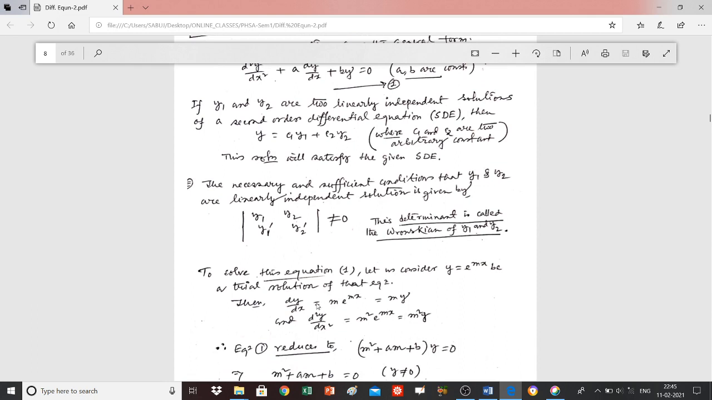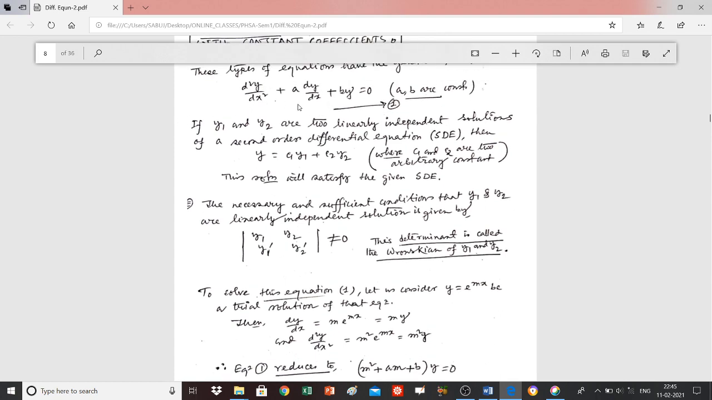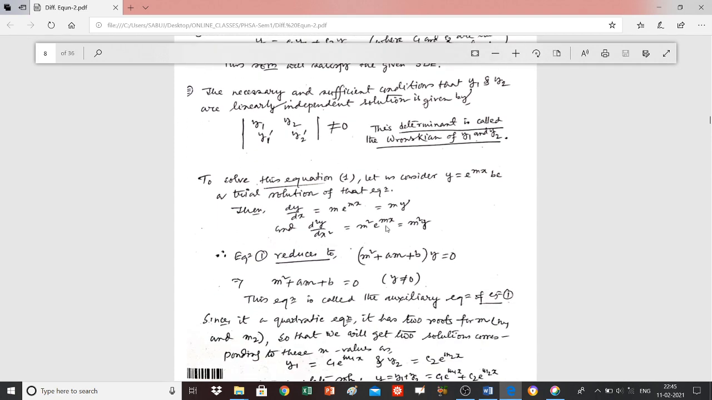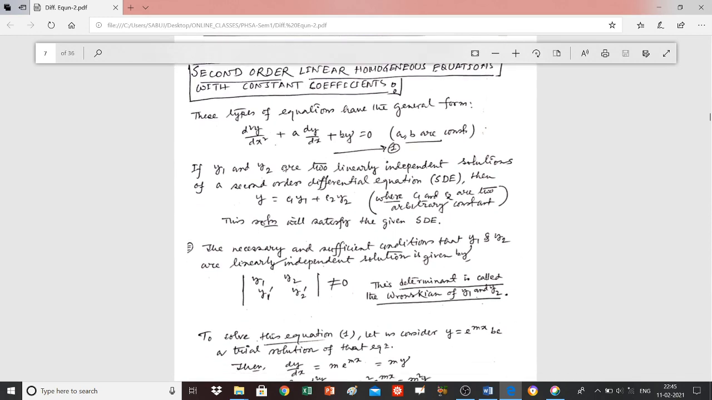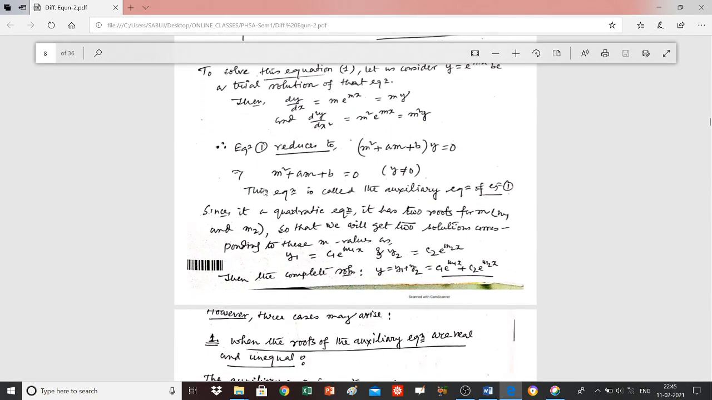Now substitute the values of dy by dx and d2y by dx square in the given equation, and you will have m square plus am plus b into y is equal to 0, or m square plus am plus b is equal to 0 since y is not equal to 0. This equation is called the auxiliary equation of the given homogeneous second order differential equation, that is m square plus am plus b is equal to 0.